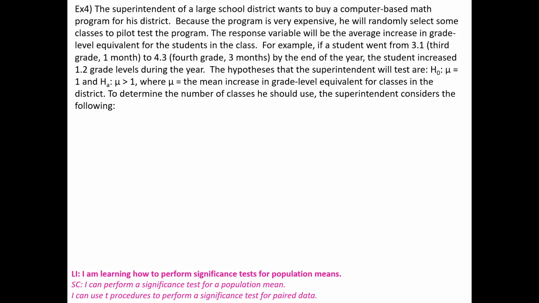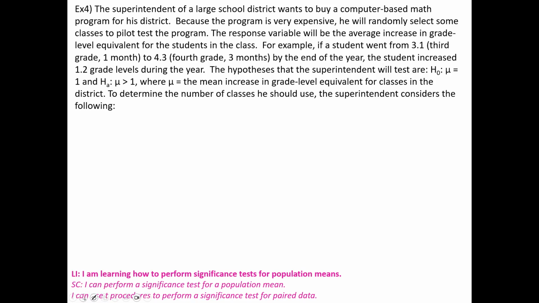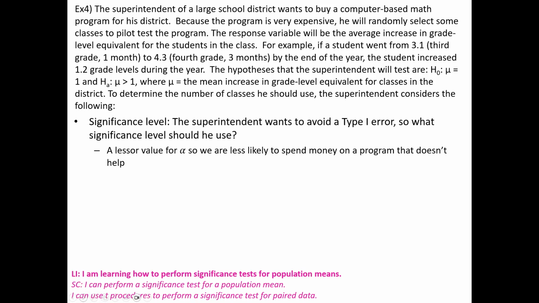To determine the number of classes he should use, the superintendent considers the following. All right, so looking at basically how does this work out in the real world when we're talking about what kind of sample do I need in order to get what I'm looking for. So significance level. The superintendent wants to avoid a type 1 error, so what significance level should he use? A lesser value for alpha, so we are less likely to spend money on a program that doesn't help. So we want a small value for alpha, so we don't spend money on a program that doesn't actually work.